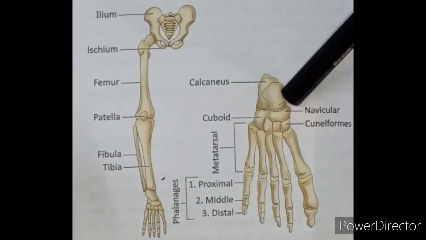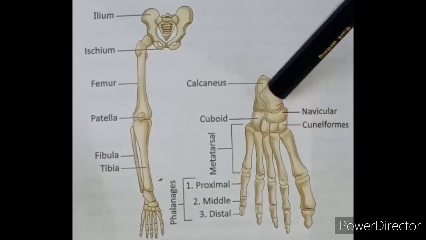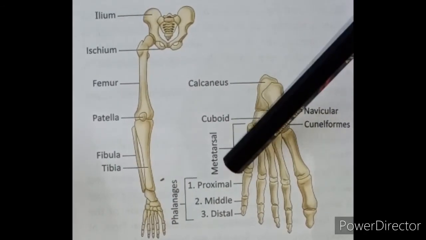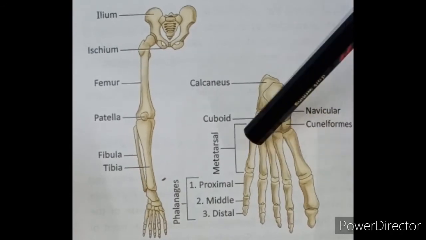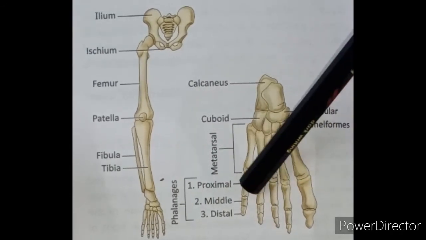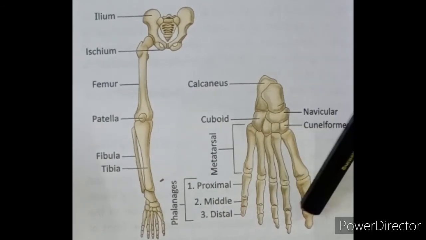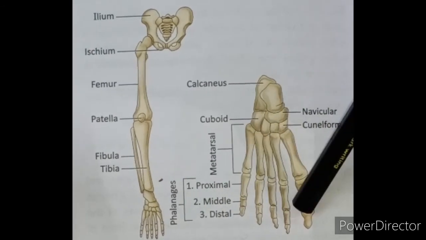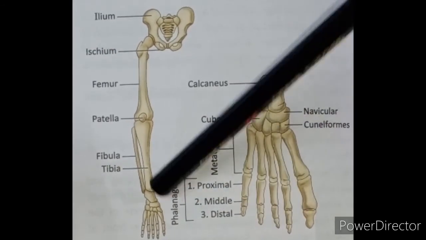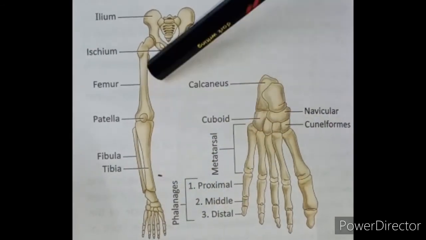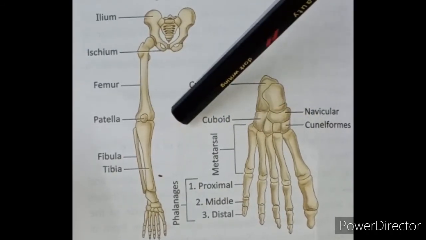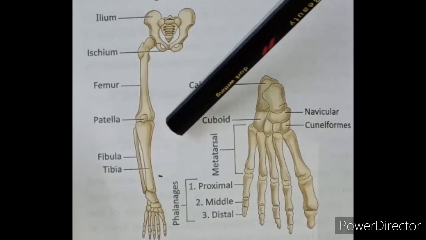In this region there are 7 bones, the tarsal bones. Here this is the metatarsal, where 5 bones are present, and this region is the phalanges, where 14 bones are present. So in total in this hind limb we get 30 bones. So in 2 hind limbs, 30 into 2, total 60 bones are present.